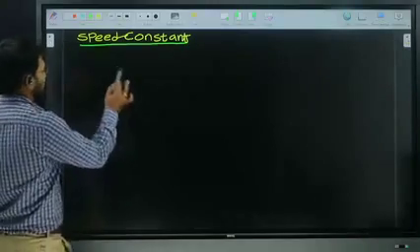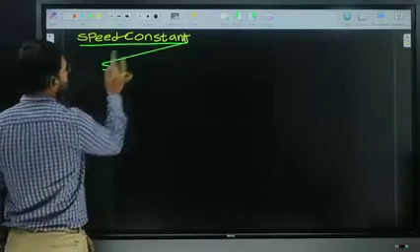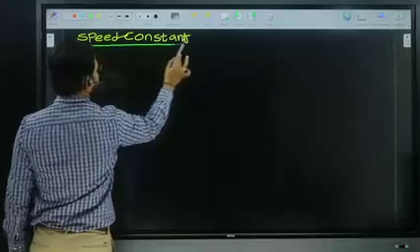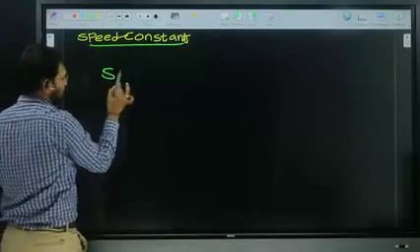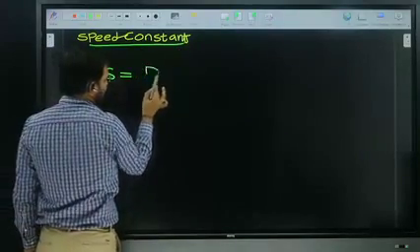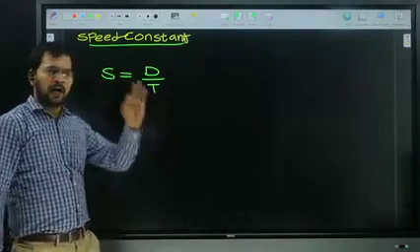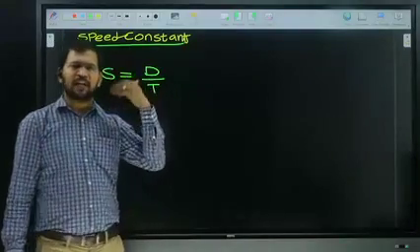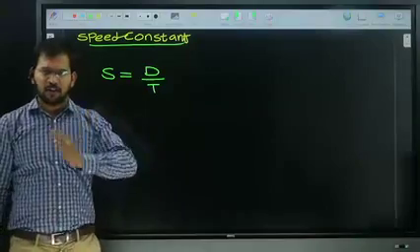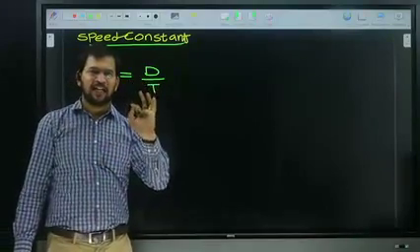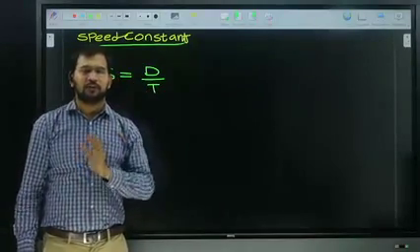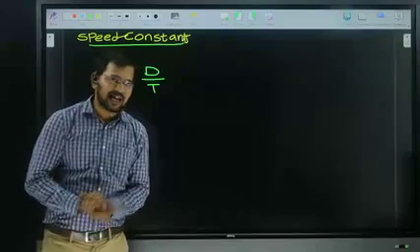So what is speed? General speed is nothing but distance by time. I already told you, if the variables are in the numerator as well as the denominator, those variables are always directly proportional to each other.